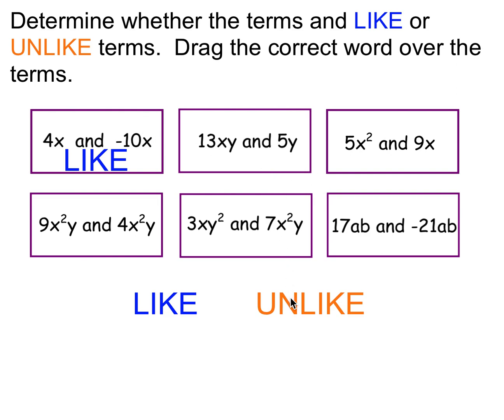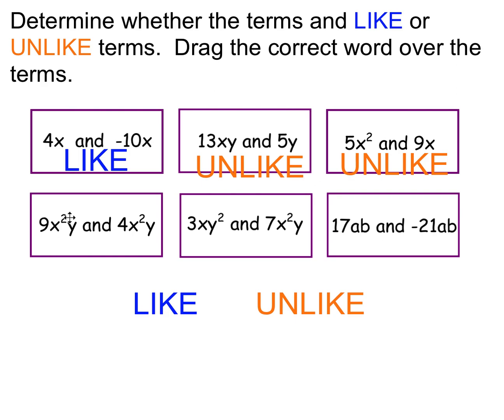This next one is unlike. It's unlike because this is an xy and this is a y. This next one, I have x to the second power, or x squared, and x. So even though the x's are the same, they're not to the same exponent, so then they're not the same. They're unlike.